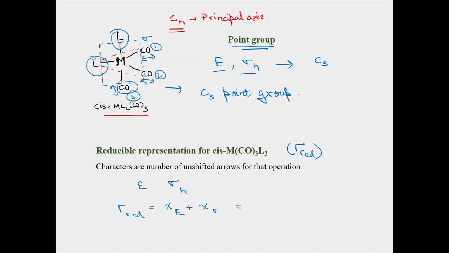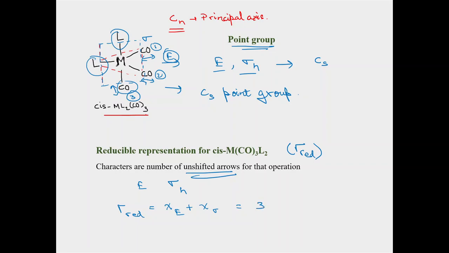So characters are the number of unshifted arrows for that operation, okay? Now if we do the identity operation in this complex, what will happen? There are three arrows. We will check how many of them remain unchanged, unshifted, after doing operation E on this compound. Since this is the identity operation, none of the three arrows will be shifted, and therefore the character of E will be 3.